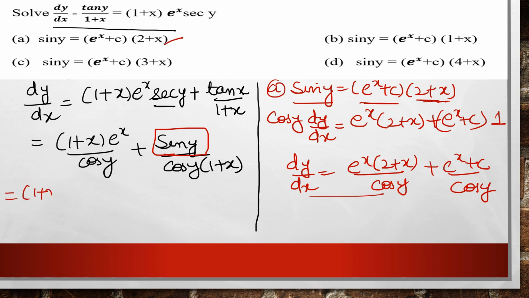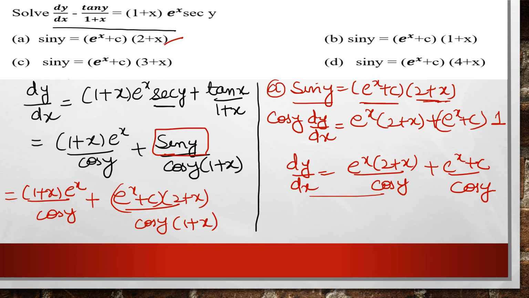So (1 plus x) e power x as such over cos y plus... Here if I add this thing, e power x plus c, (2 plus x) over cos y into (1 plus x), you can see, in fact, in this condition also we are having 1 plus x here, but in this option they are giving you 2 plus x. Okay, from option A we are getting 2 plus x. So option A is totally wrong.